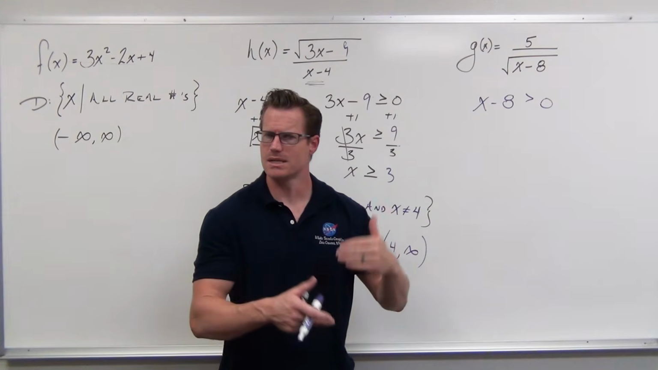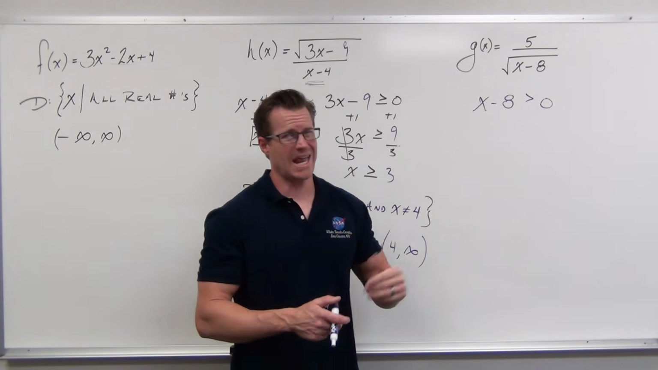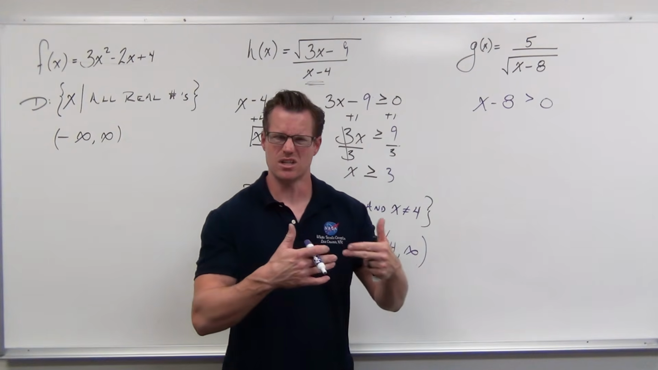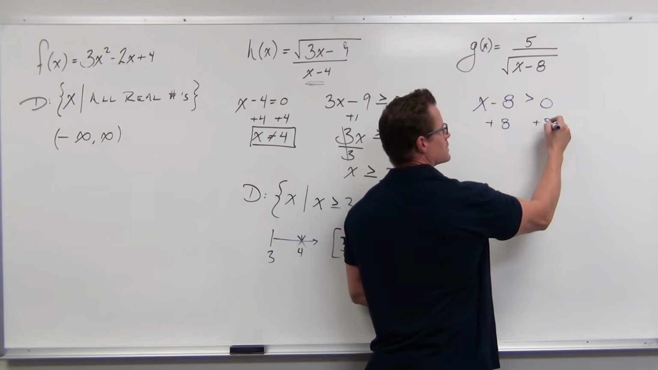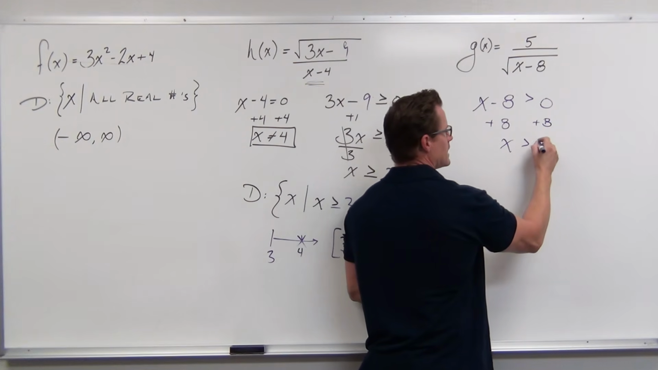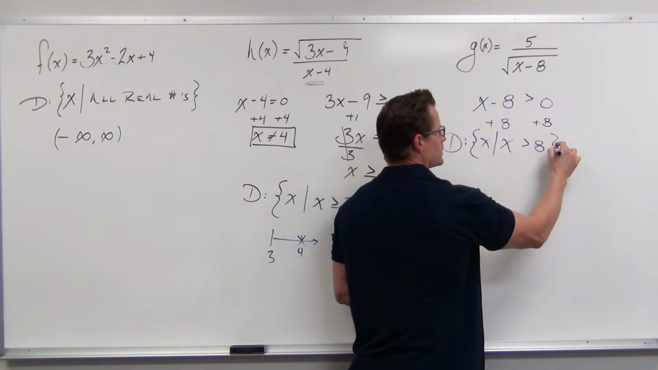So we kind of put these ideas together sometimes and say, cool, but we know we can't have that actually equal 0. So we're just going to take that away from that inequality. If we add 8, nothing changes as far as reversing the inequality. We get x is greater than 8. That's our domain.